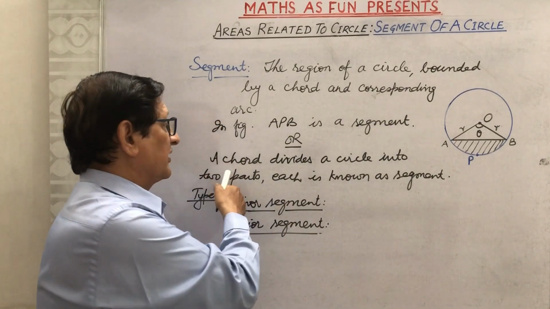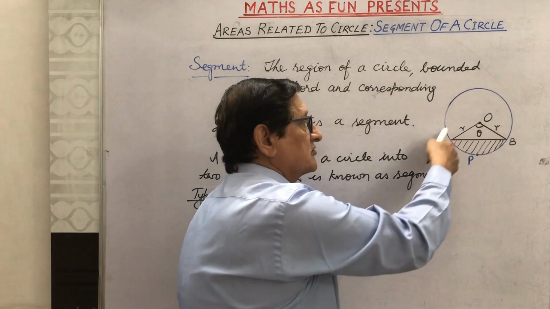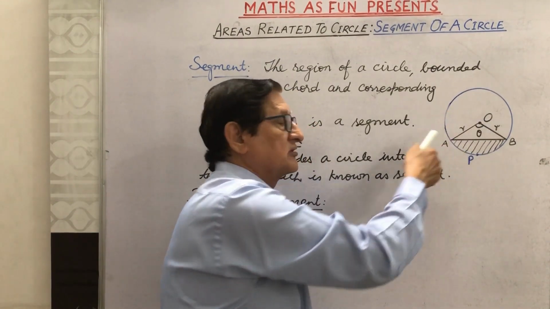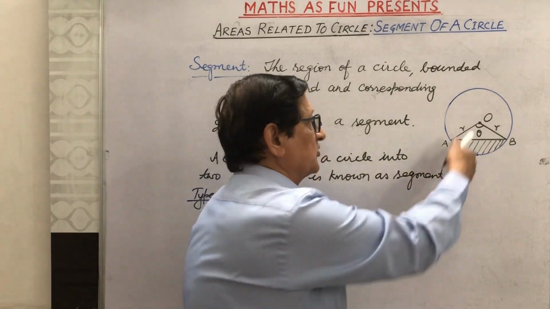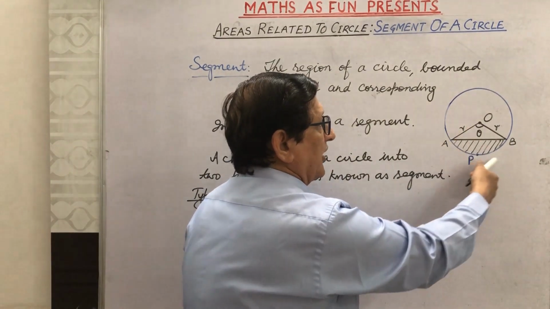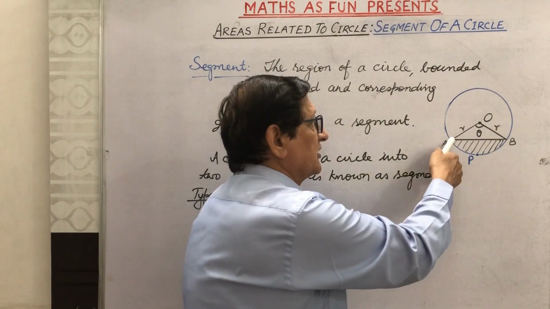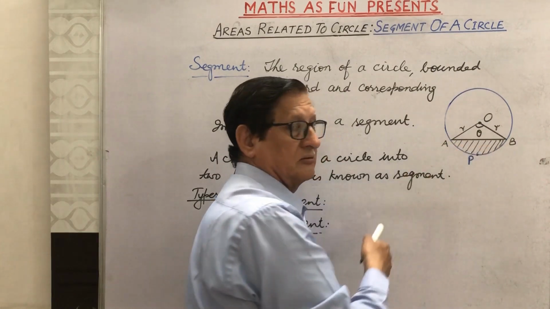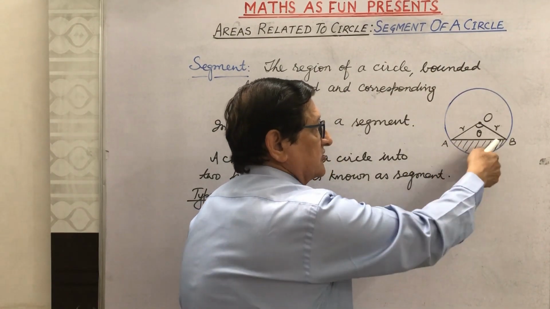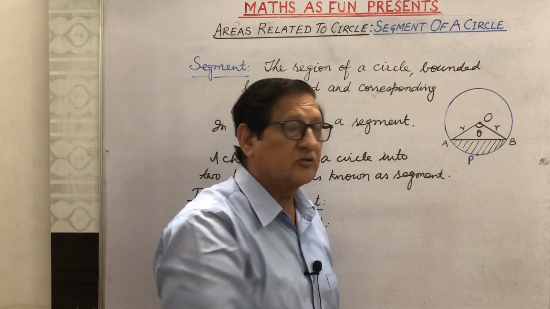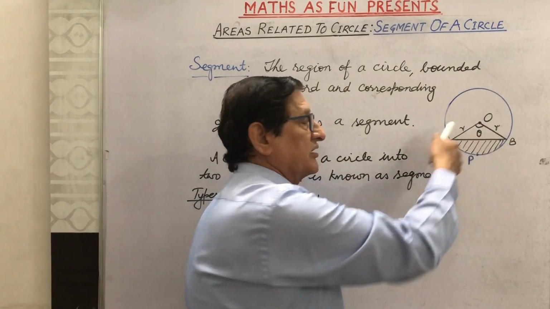Also we can define it as a chord divides a circle into two parts. Each part is known as a segment of a circle. We can also understand it like this. Suppose this is a sector. OAPB is a sector of the circle, and we join the ends of the arc to form a chord. Then this part APB is the segment. So this is also one part of the sector, and theta is the angle of the sector here.